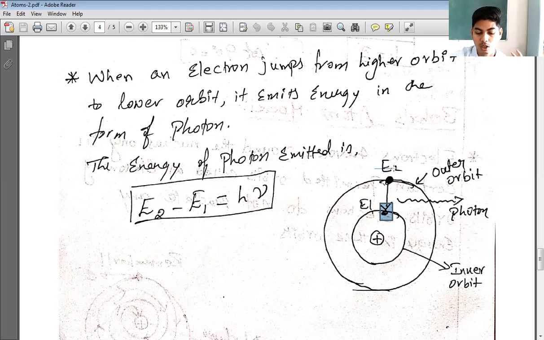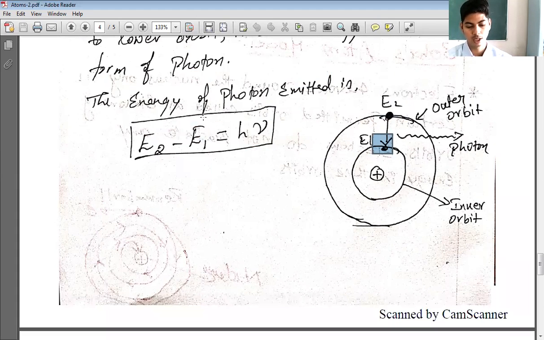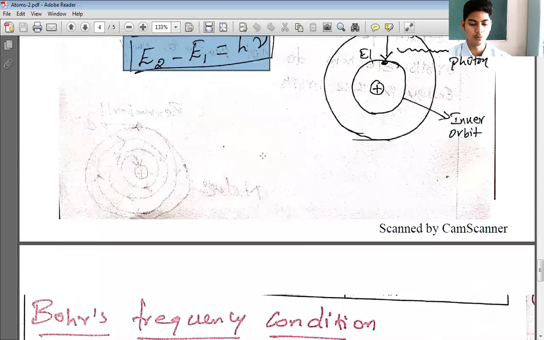If the energy of the electron in the second orbit is say 10.2 electron volt, and the energy of the electron in the first orbit is say 13.2 electron volt, energy emitted will be about 3.4 electron volt, something like that, right? Actually our values are negative, we will calculate, but the energy of the photon emitted is given by E2 minus E1 is equals to h nu, where E2 represents energy of the electron in the second orbit, and E1 is the energy of the electron in the first orbit, right? So this is the expression for energy of the photon emitted.